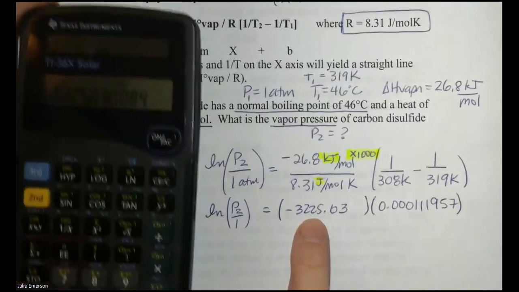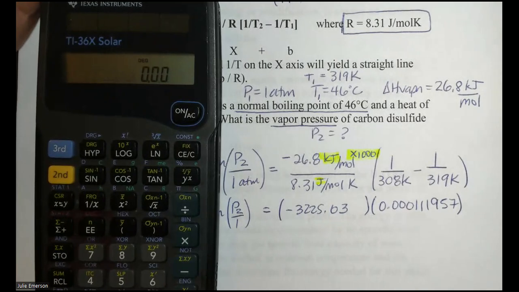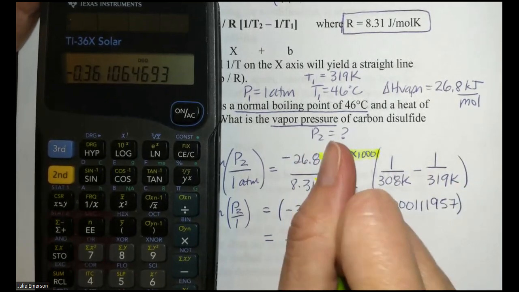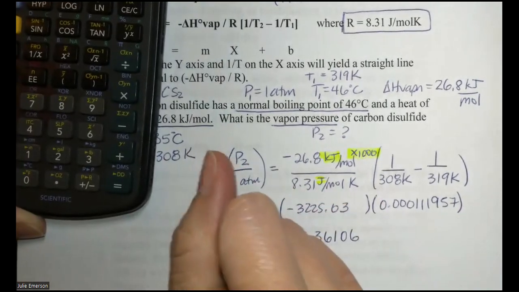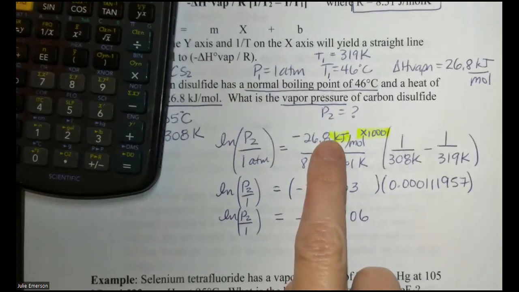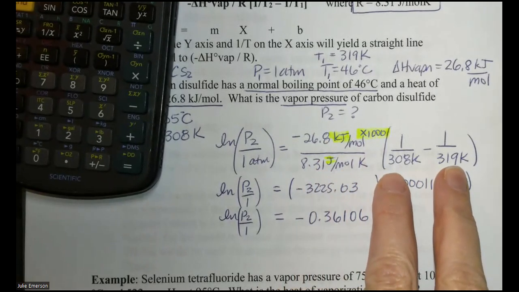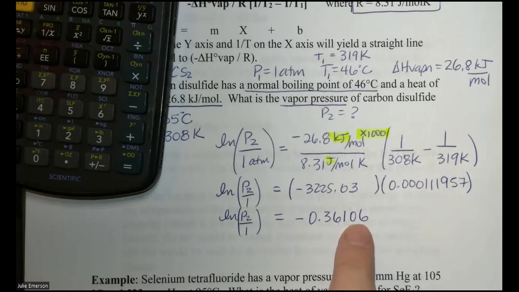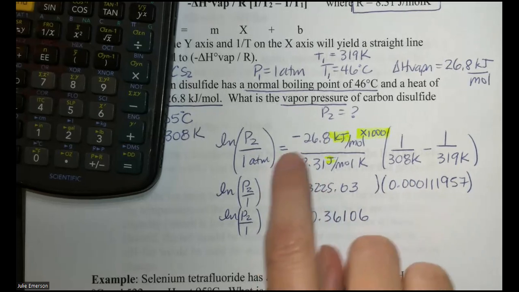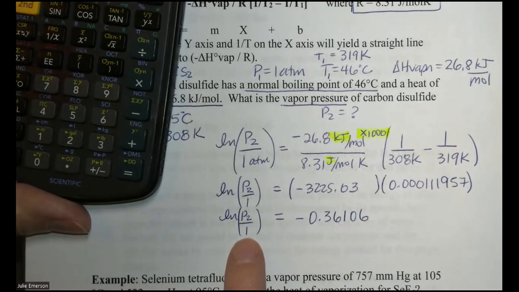So what I'm going to do is take that negative 3,225 that's still in my calculator, and now multiply by 0.000111957. So I get here negative 0.36106. Nothing has changed over on the left side. So after I took the heat of vaporization times 1,000, divided it by R, and then multiplied that by the difference of the inverse of T2 minus the inverse of T1, that's where I get this negative 0.36106. So I've solved for everything on the right. Now I can get rid of the natural log function. Remember, you cannot break up the parentheses until you remove the natural log function.